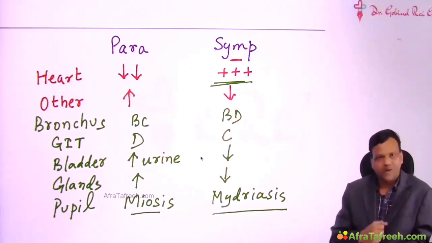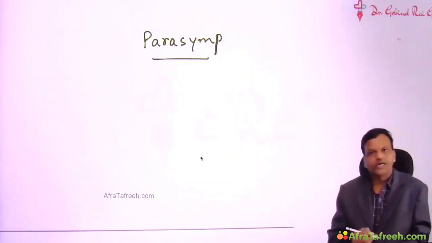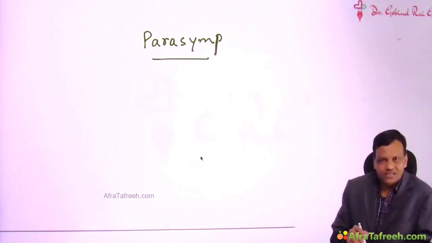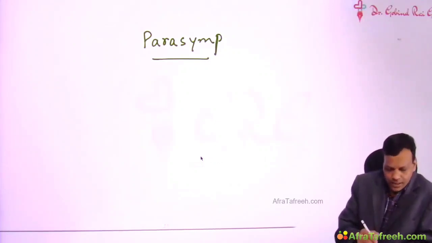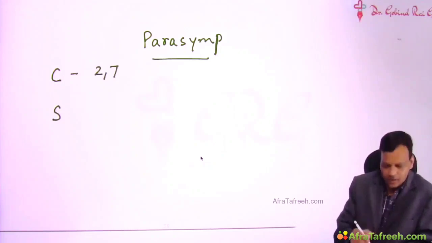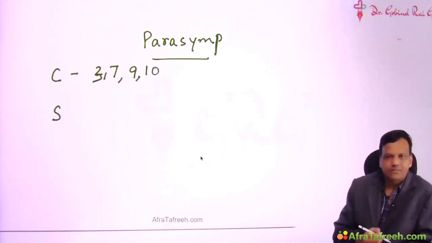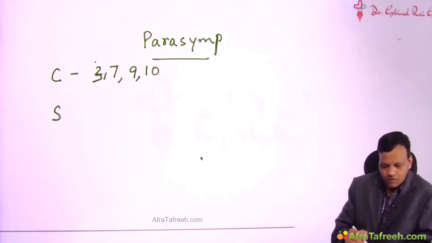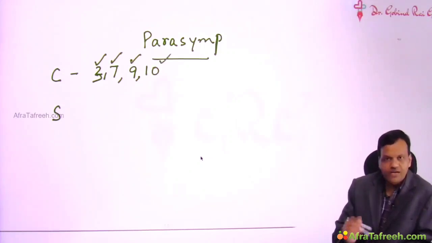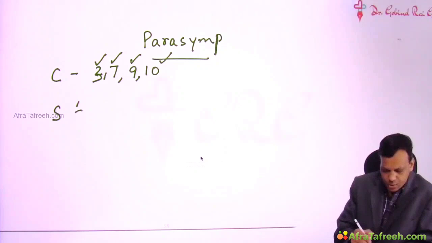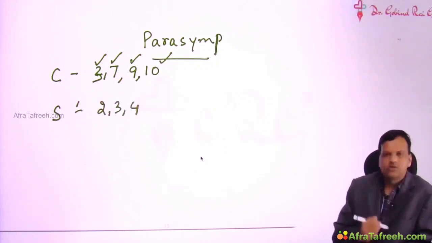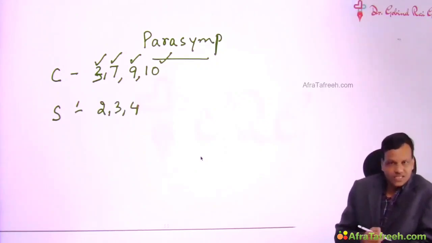We will start from the parasympathetic system. Quick recap. The parasympathetic system originates from craniosacral. Cranial nerves 3, 7, 9 and 10 are parasympathetic. That means oculomotor, facial, glossopharyngeal and vagus. Whereas sacral it is 2, 3 and 4. So the parasympathetic system originates from these areas.